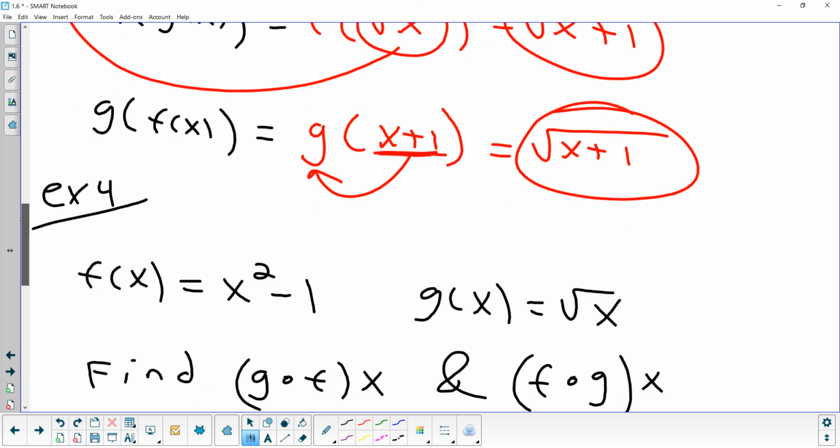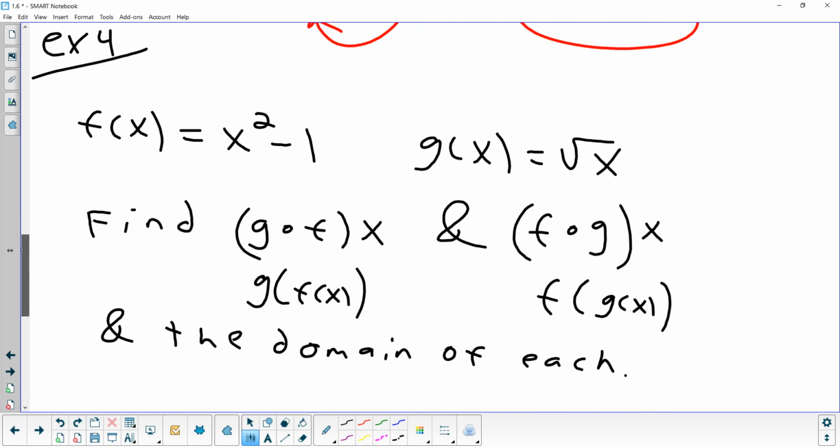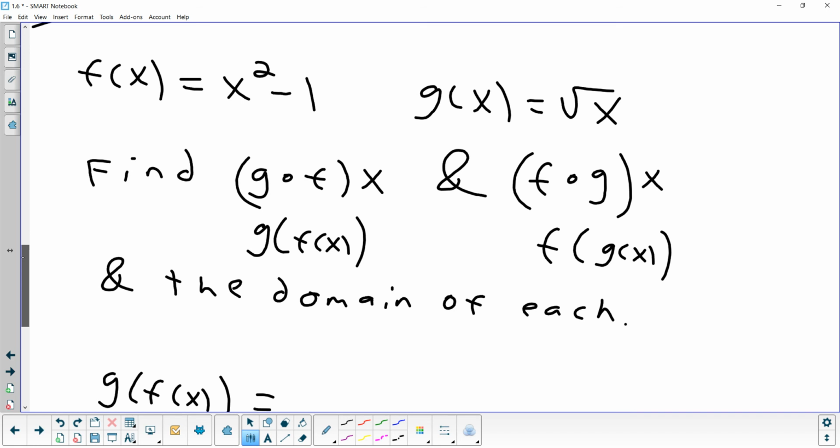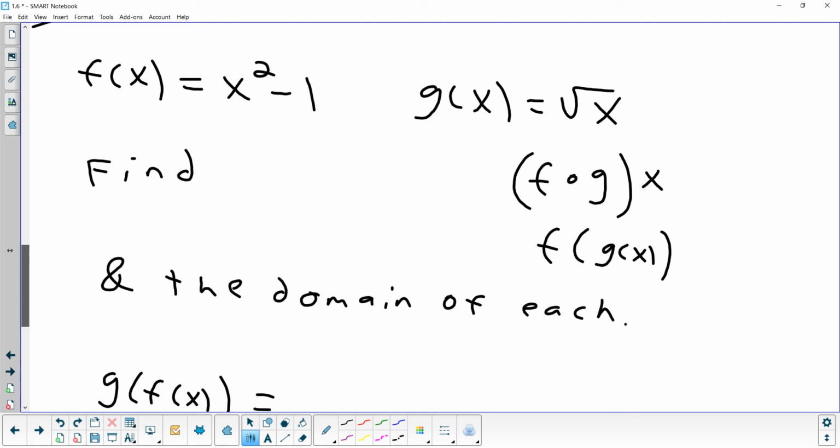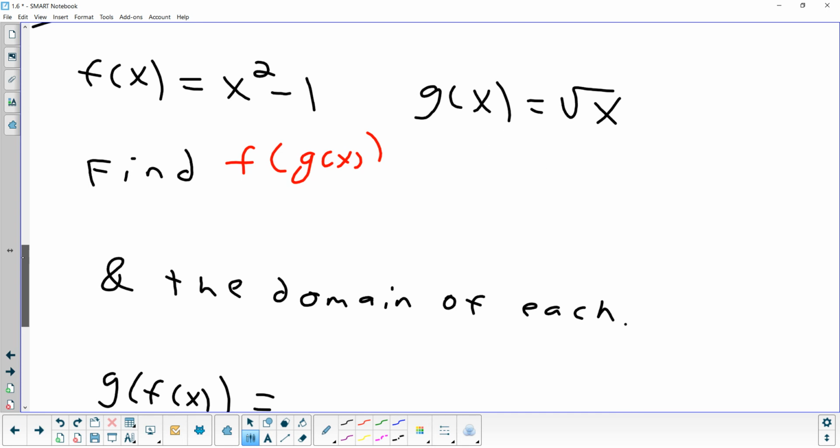Okay. So now let's try, we're not going to do it both ways, but I want to practice one with the domain. So those are going to be my two formulas. I'm just deciding which way I want to try this. Let's do the second one. Let's find f of g of x. And then we'll do the domain as well.